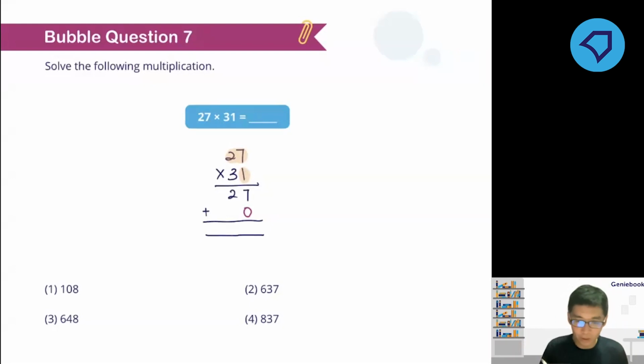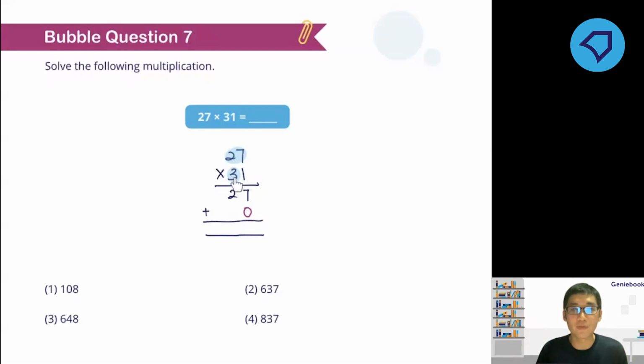Now we are going to work on this part. Let me highlight it to you. What's 27 times 30? Because this 3 here is in the tens place, so this 3 here is your 30. But before we do that, make sure you put a 0 here, because we are multiplying by a multiple of 10. In the end, we need to put a 0 at the back of the answer. So I'll put a 0 here first.